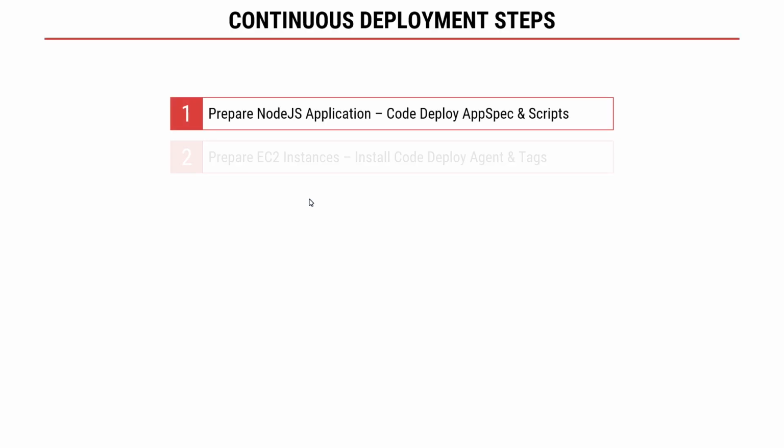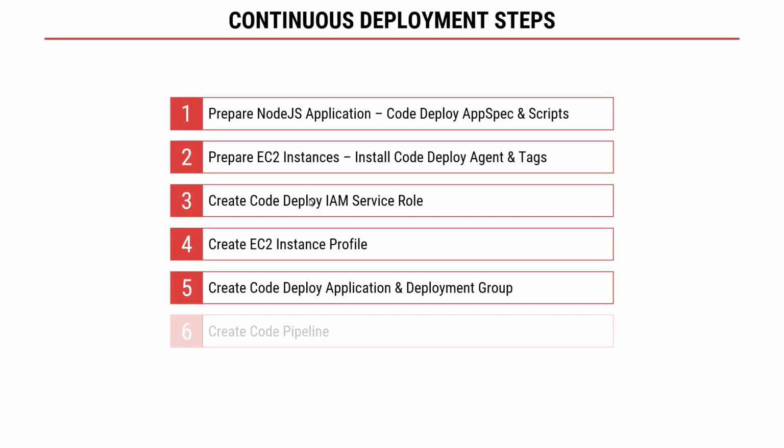Now let's have a look at the steps we need to perform to set up a continuous deployment environment. First, we need to prepare our application to work with CodeDeploy. So we need to create a config file and a couple of scripts that CodeDeploy uses to deploy our application. Next, we need to prepare our EC2 instances to work with CodeDeploy. So for that, we need to install a CodeDeploy agent on our EC2 instances and tag them appropriately.